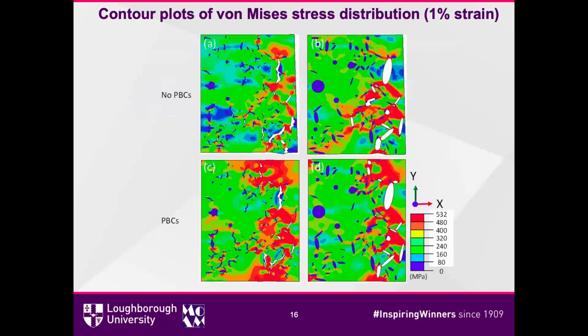And then let's talk about the results. The first two are modeled without PBC, and the second two are with PBC. We find that without PBC, the stress concentration only appears here. However, with PBC, the stress concentration region is higher.